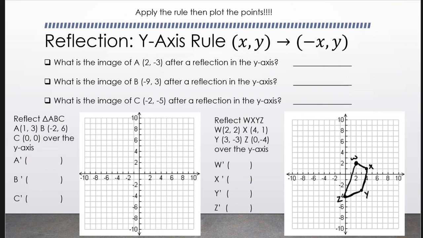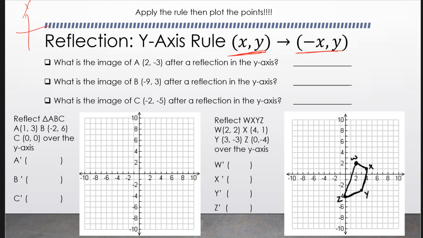On the next slide, we're going to be doing a reflection over the y-axis. So again, if we have our axes, our y-axis is our vertical axis, so we're going to be flipping over that. Again, I would write down the rule. The rule is going to be that when you're reflecting over the y-axis, if your original point was (x, y), it's now going to be (-x, y).